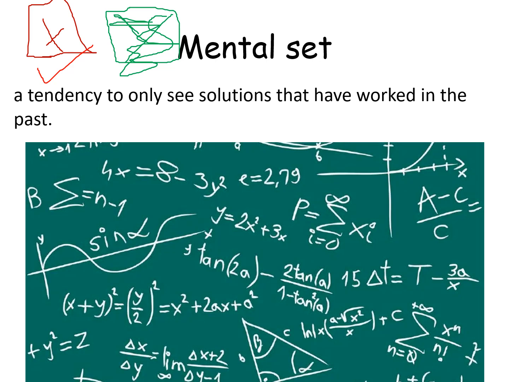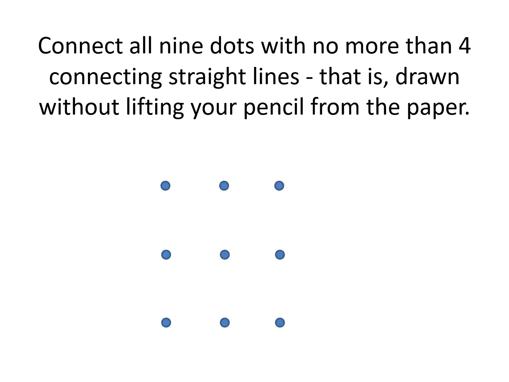Solving video game problems, like how to beat a boss, we often go back to what has worked before in order to solve the problem instead of finding new ways to solve the issue. Okay, so take a second and see if you can solve this. You are to connect all 9 of these dots with no more than 4 straight connecting lines, drawn without lifting the pencil from the paper.